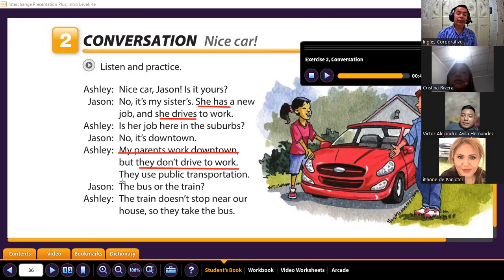And here they use public transportation. They is the subject, use is the verb, right? And another expression that is negative, the train doesn't stop. The train doesn't stop, right? So we use does plus not, so we say doesn't, right? Stop, right? The train doesn't stop near her. Notice that in this case, it's not necessary to say stops.